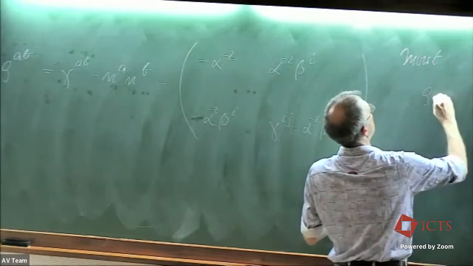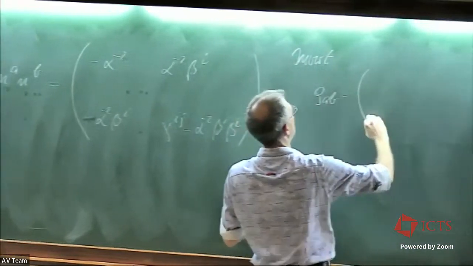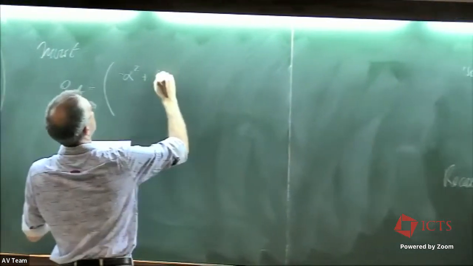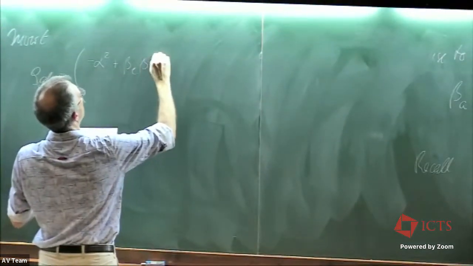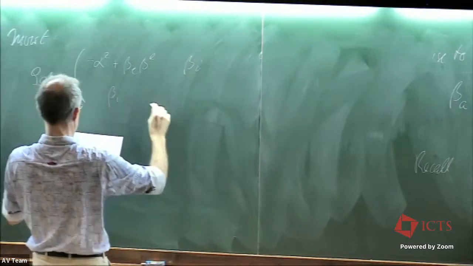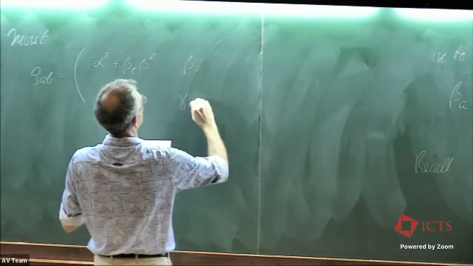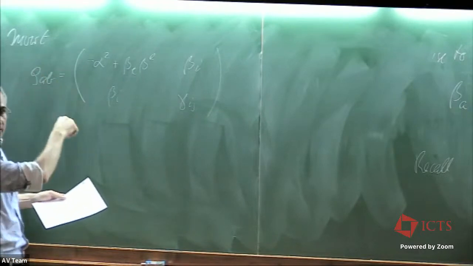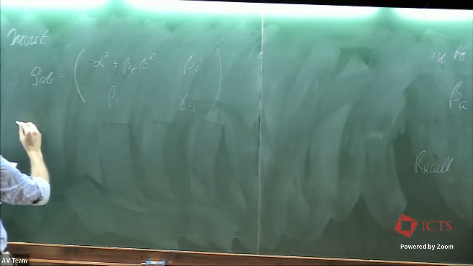And then we have g_ab equals, what you would find by doing that is minus alpha squared plus beta_k beta^k, then we have a beta_i, and a gamma_ij. That's what you would find by inverting this matrix. And if this is the metric, then we can also write this as the line element.